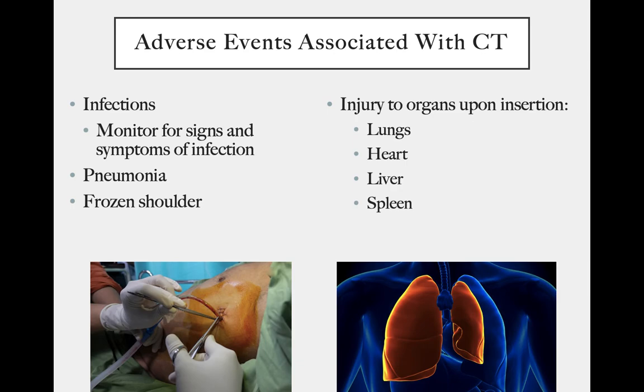And then lastly, we want to be looking for signs and symptoms of injury to organs upon insertion. So the lungs, heart, liver, and spleen are often the organs that may be affected when inserting the tube.